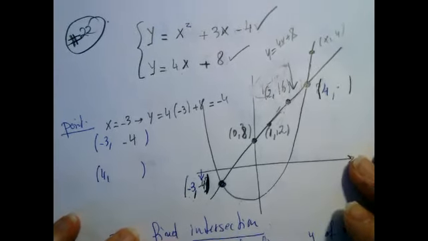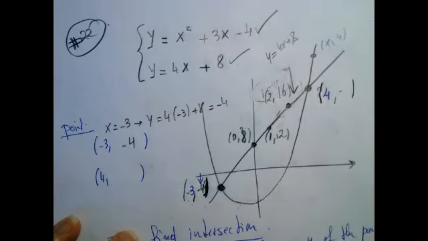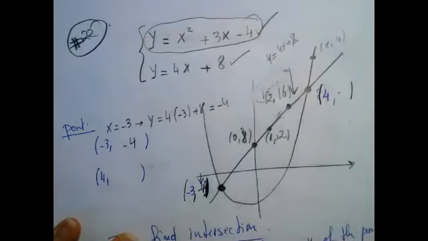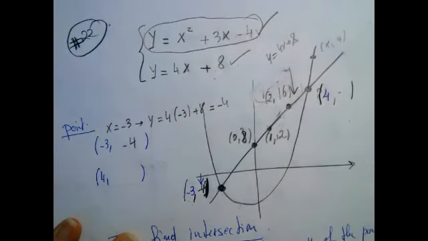Where else can we plug it in? If I plug it into the equation of the parabola, this one, we should get the same answer. That's the idea of the intersection. Whether I plug it here or here, I should get the exact same answer. Otherwise, what I am doing is nonsense. That's really what we are finding.